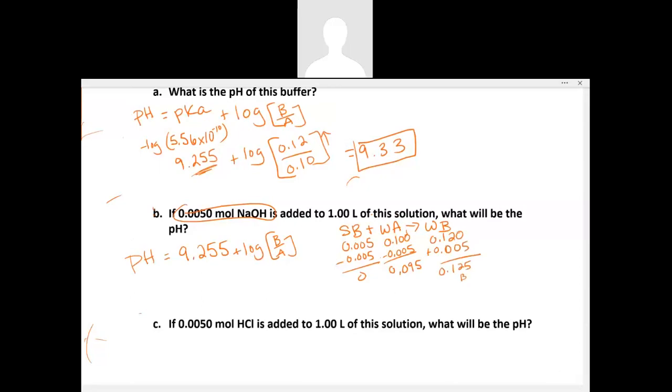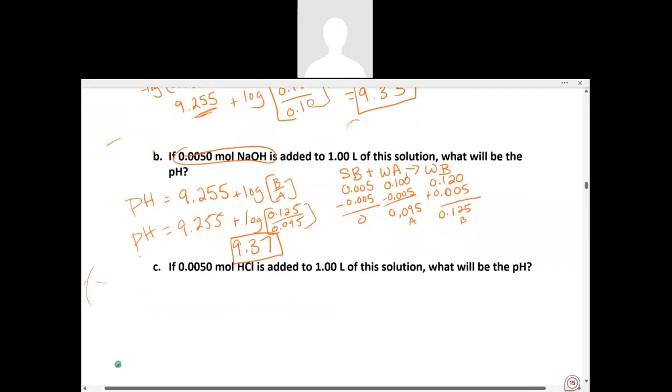Again, my base, my acid. When I plug these values in, we're going to see pH is equal to our pKa plus the log of, the base is the 0.125, the acid is the 0.095. And we're going to see a slight increase in pH because the base is a higher concentration in our buffer than our acid now. So we're going to see this turn into about 9.37 after that amount of base was added.